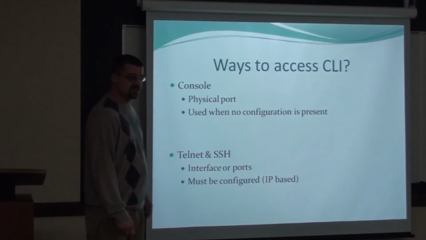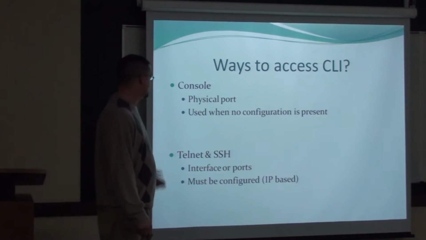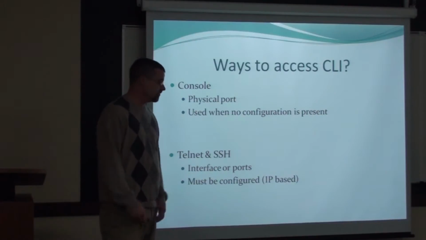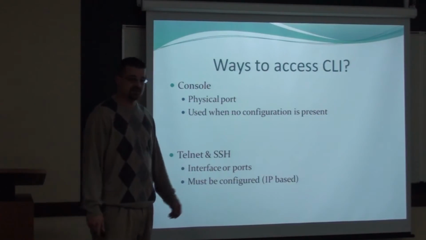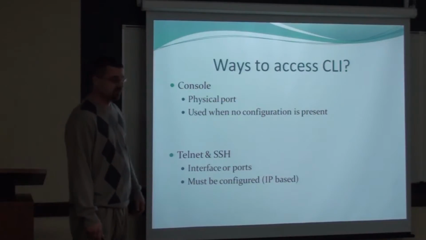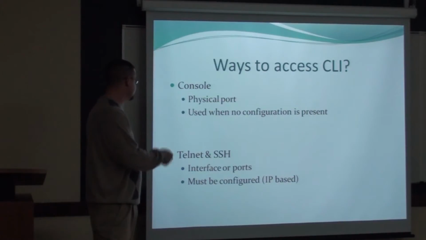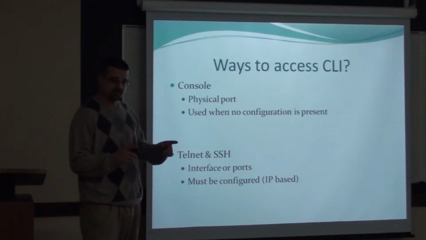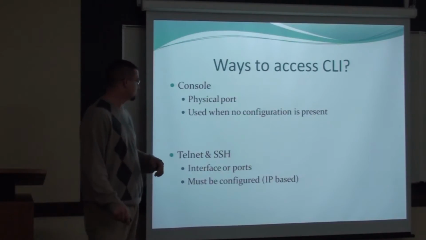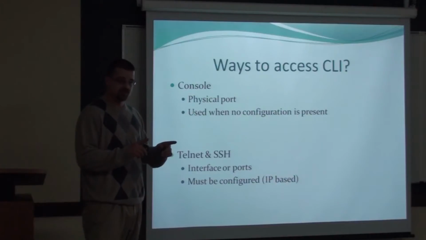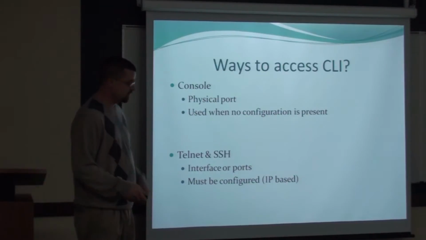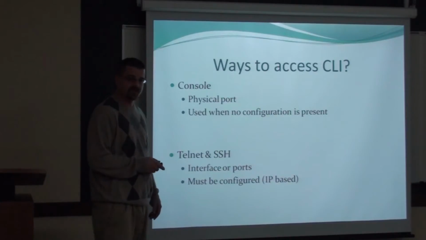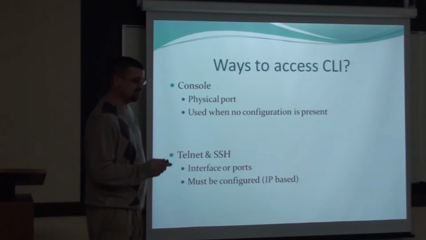There are different ways to access the CLI with Cisco equipment. Of course, to start with, when you open up your box and get your equipment, the only way you can get to it is the console. There's nothing else configured, so you have to start out with the console. It uses a physical port, usually, unless you've got an older computer. I think newer computers are hard to find with COM ports already on. You have to use a USB to DB9 connector, and that will connect into the RJ45 on the back of your switch.